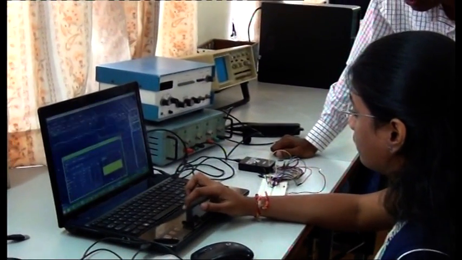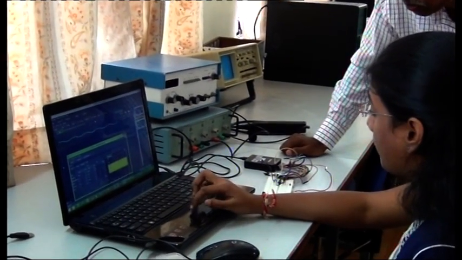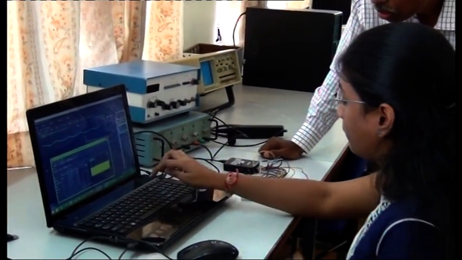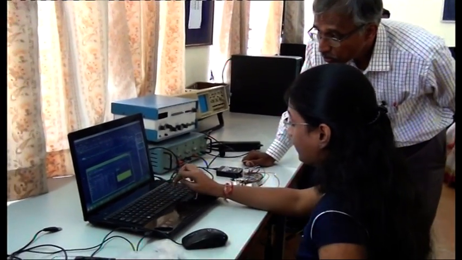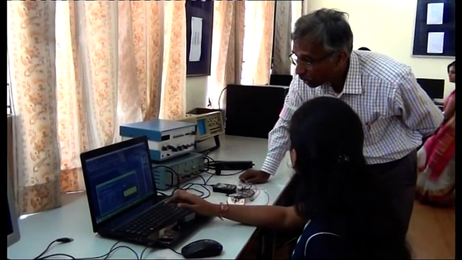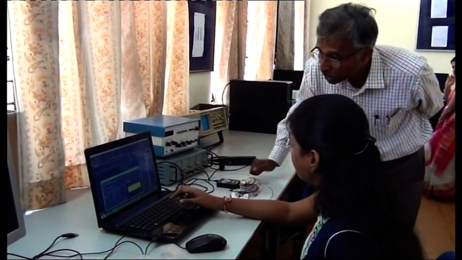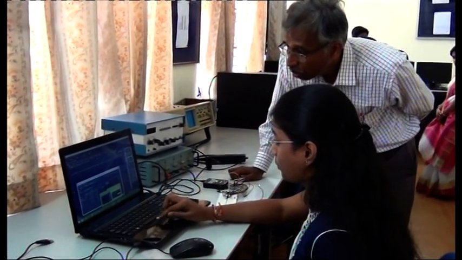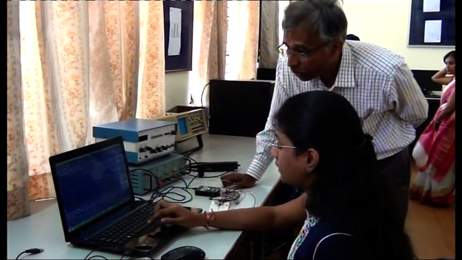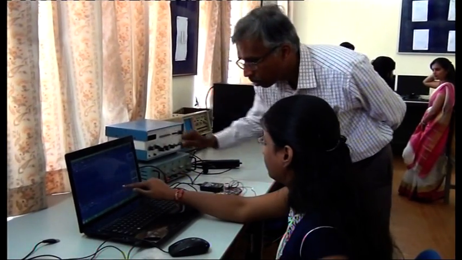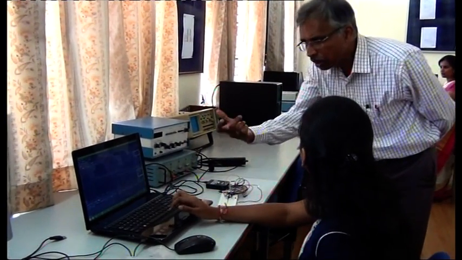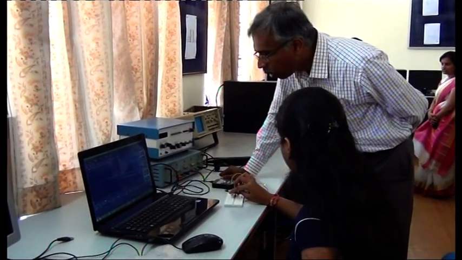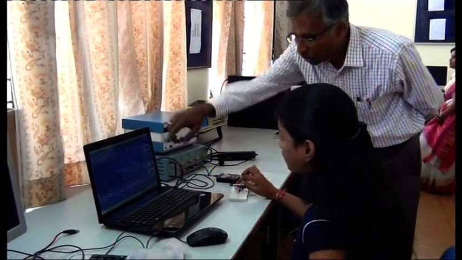Can you demonstrate change in the frequency of the modulating signal? Change the frequency of the modulating signal. Because it changes, it is tracking. Up to what range will it track? This range it will track. Is it possible to change that range? Okay, the loop filter will decide what the capture range is.